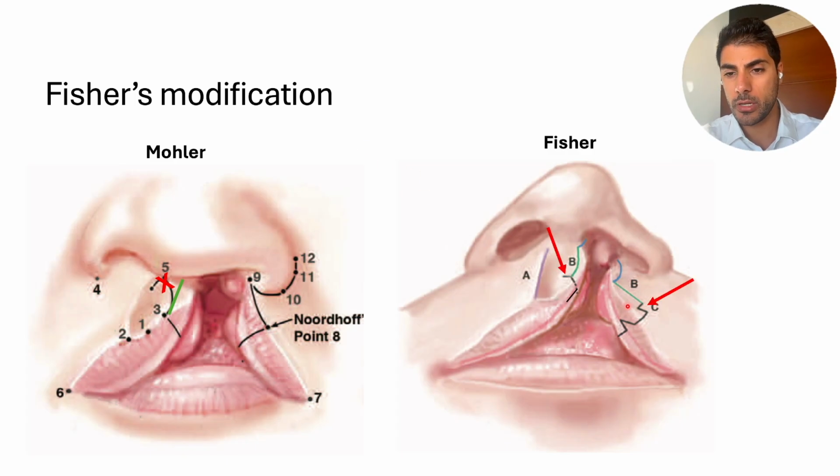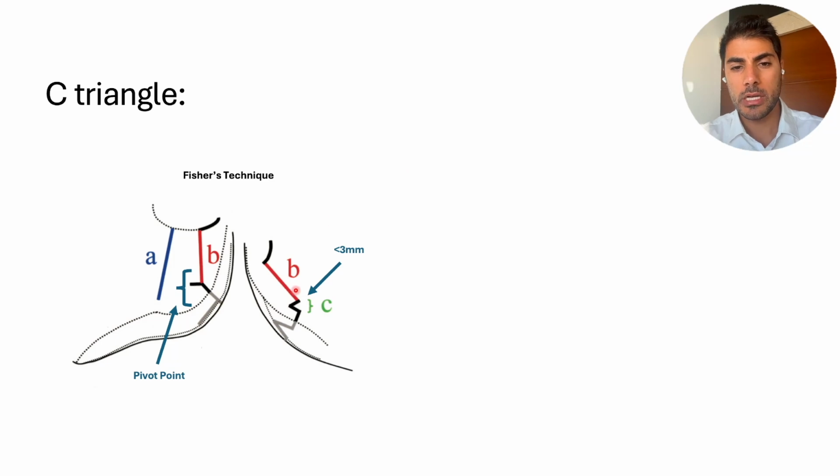So these are the two triangles. As you can see, these are the two back cuts for the triangles, okay? So first of all, this C triangle. The goal of the C triangle is, of course, to give a gain of length for the medial aspect of the lip. And this triangle, he managed to keep it always under 3 millimeters.